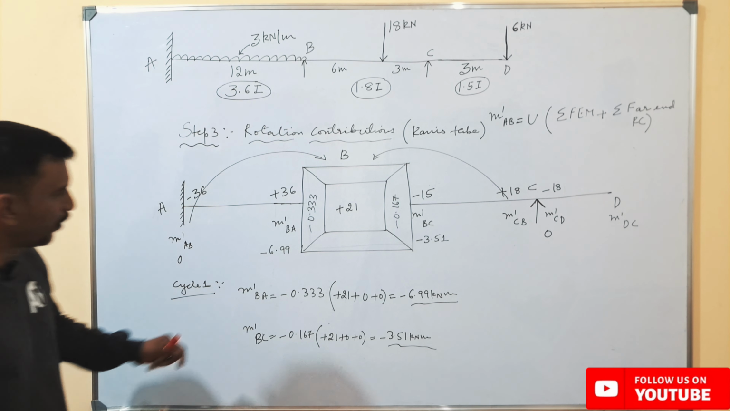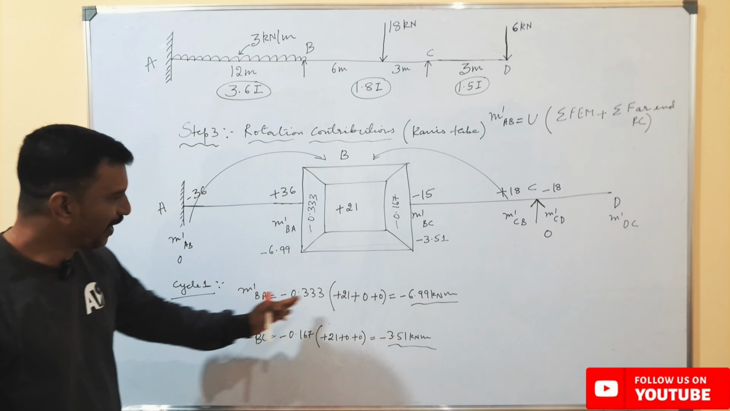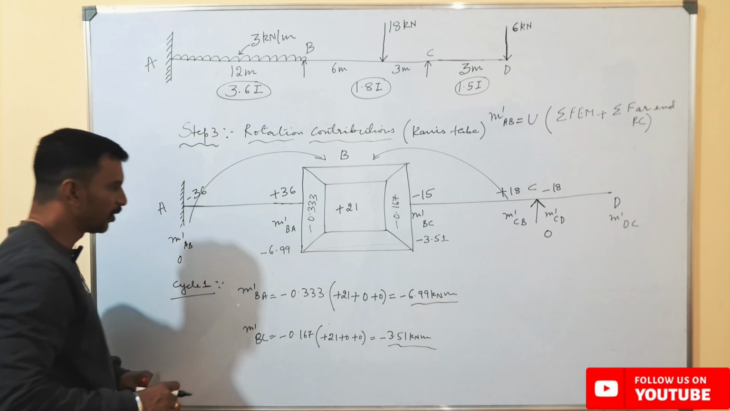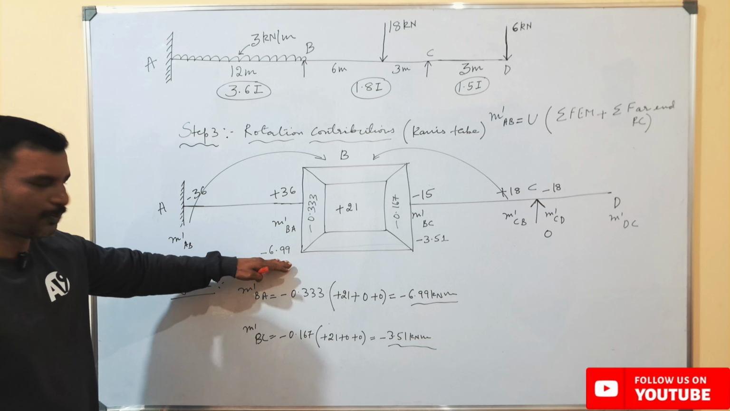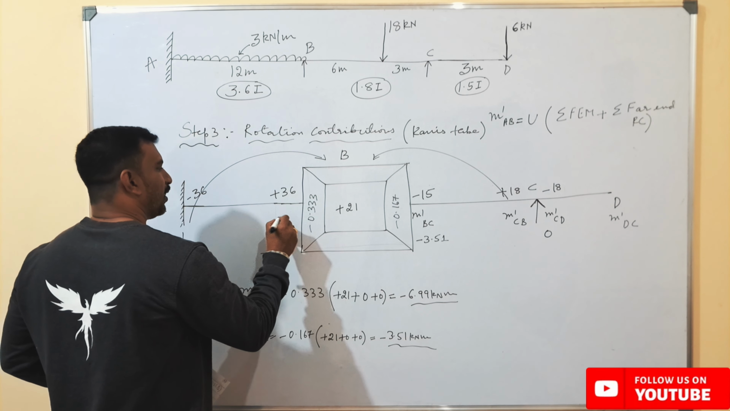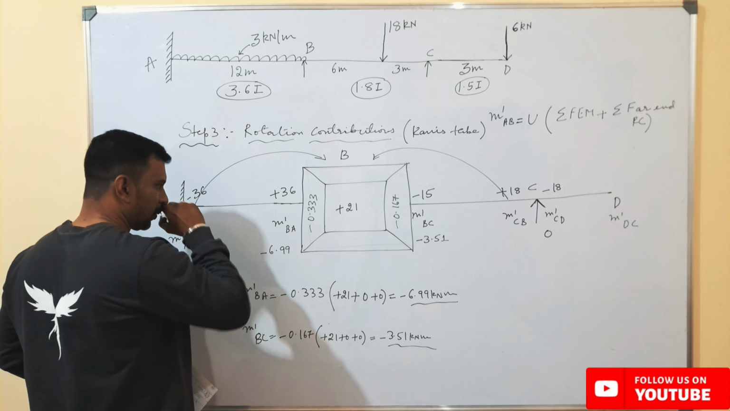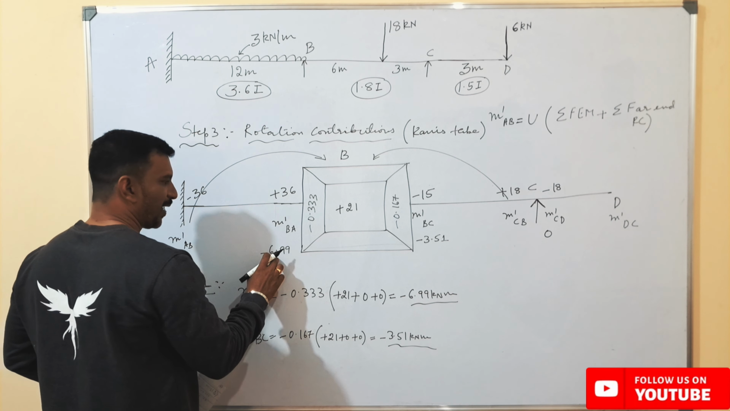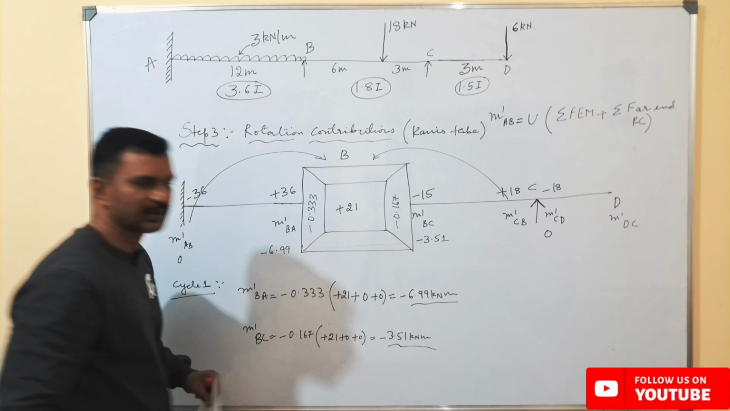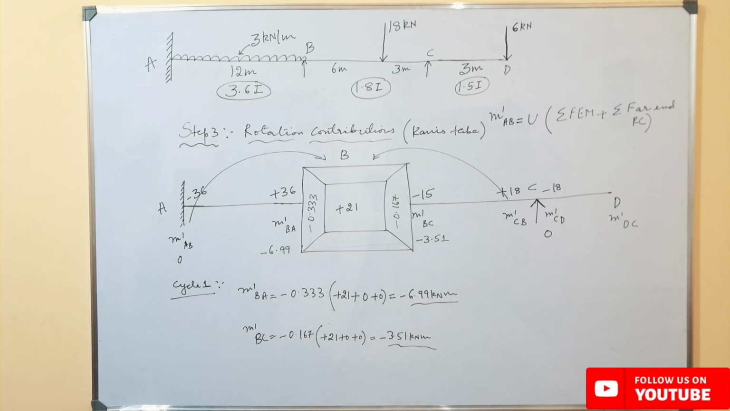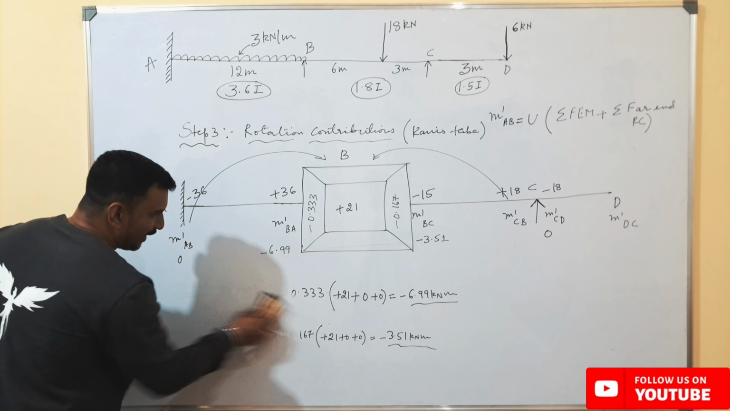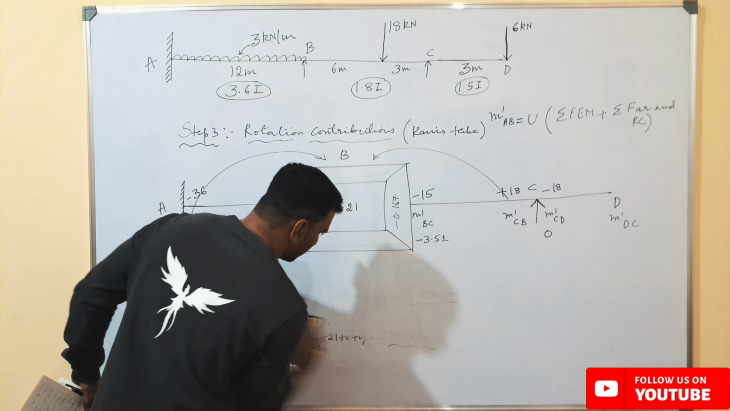So if we go for another cycle also, since the values remain same, we are going to get the same values. So we can stop the iteration process at this point itself. So the rotation contributions about this point, M dash BA we have got here is minus 6.99 and M dash BC we have got as minus 3.51. So using these values, our last step will be to calculate the final end moments.